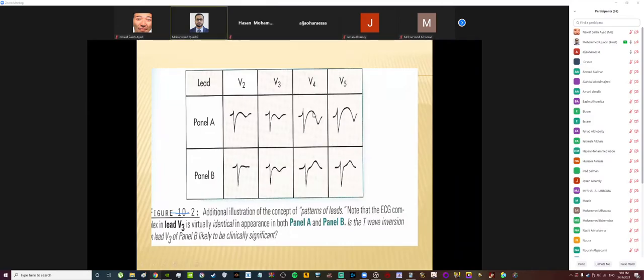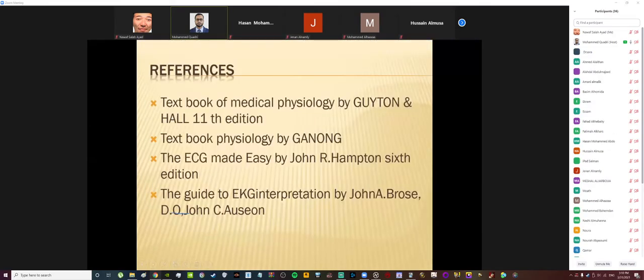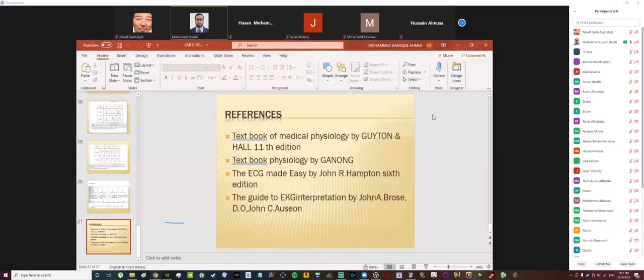Because it has more than one lead showing the ST segment elevation. Okay. These are extra things. And actually, this was all about the ECG. And there was one slide remaining for the girls.